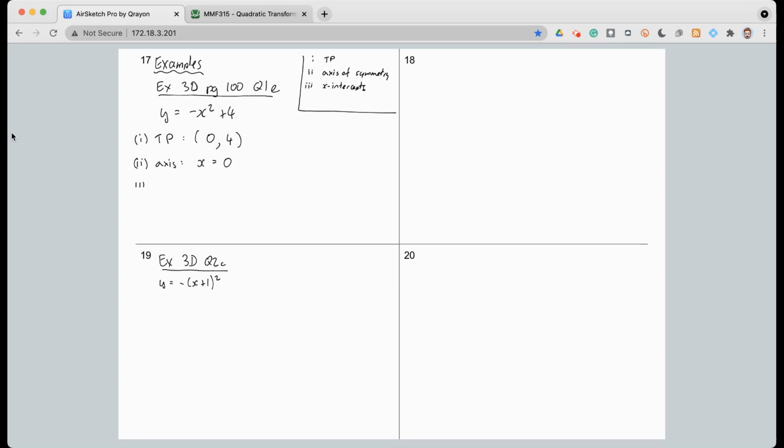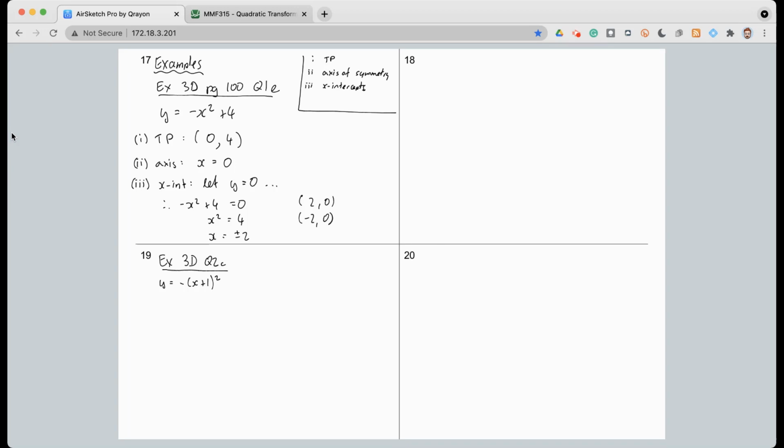The x-intercepts are always worked out the same way. For x-intercepts, we say let y equal 0. Therefore, minus x squared plus 4 equals 0. x squared equals 4. x equals plus or minus 2. So I like to write the points up here. So we've got (2, 0) and (-2, 0) as my two points. Didn't ask for the y-intercept, but I reckon we can figure out what that is anyway.